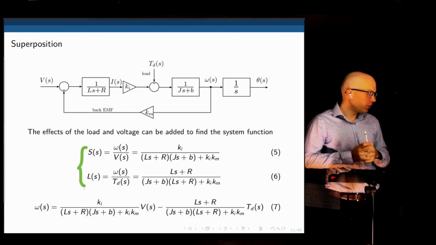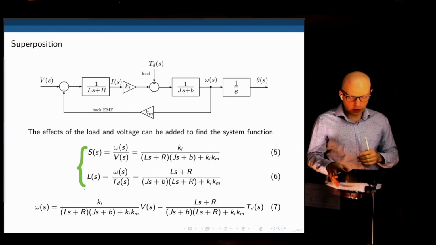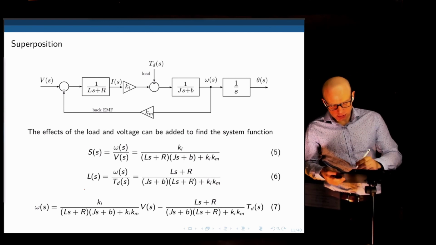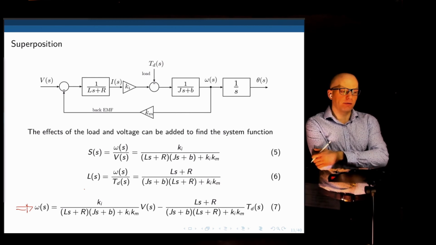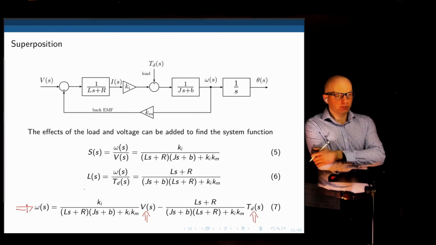Now we have two expressions. It's the principle of superposition. The system is assumed to be linear. So we add them up and you get the total response for the speed as the sum of the effects of voltage and the sum of the effects of load torque.